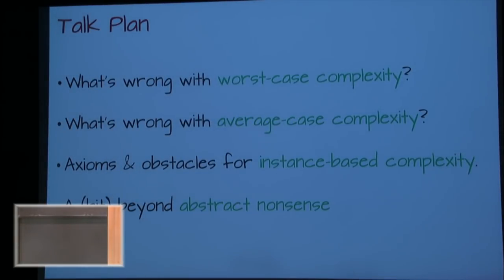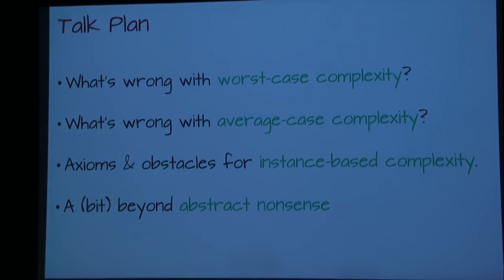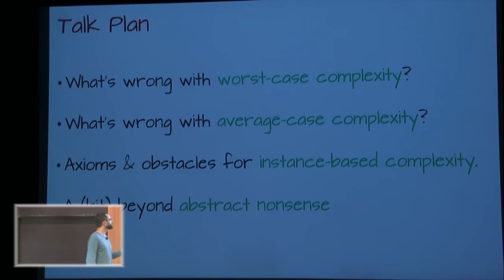So what I plan to say is, I'll talk a little bit about why we need instance-based complexity. What's wrong with either worst case or average case complexity? And most of the talk, I'll talk about, if we're trying to define instance-based complexity, what axioms we would like to satisfy, and what the obstacles are in trying to do it. Then I'll talk a little bit at the end about how we can make this more concrete.